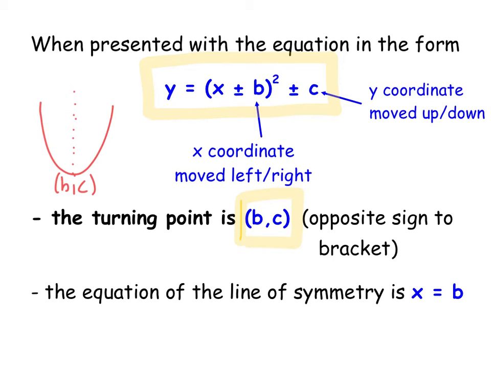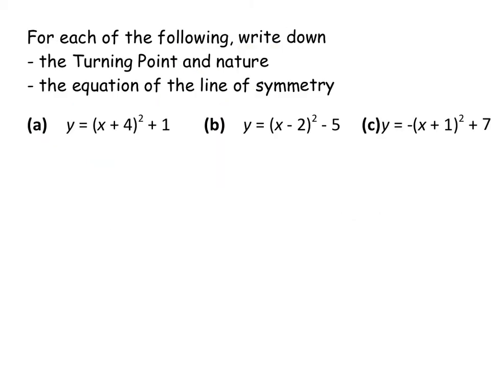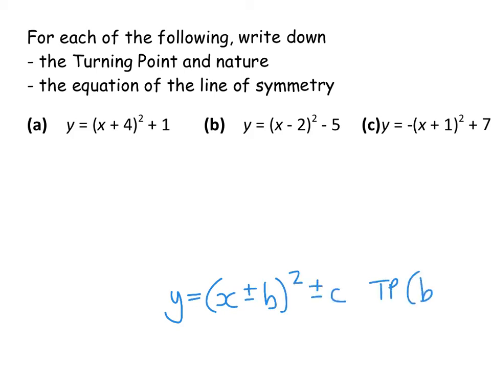Let's look at this in action now. For each of these, we're going to write down the turning point and the equation of the line of symmetry. So I'm just going to write down here at the bottom what the general equation was again. It was x plus or minus b all squared plus or minus c, and our turning point was BC. So in this one, this is your b, this is your c. This is your b, this is your c, this is your b, this is your c.